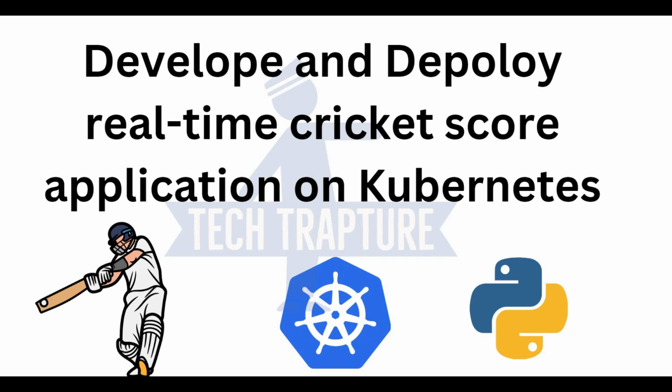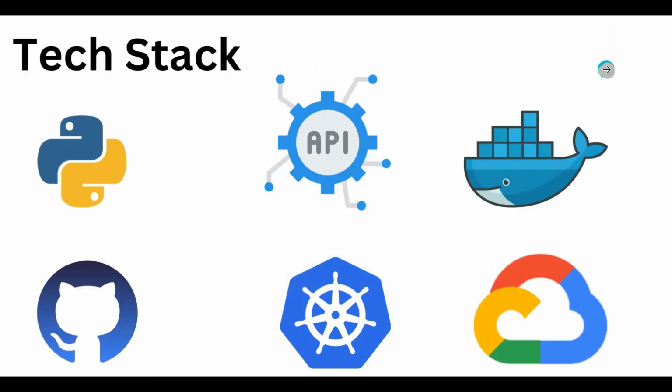Now we'll see how we can develop and deploy the real-time cricket score application on Kubernetes. We are going to develop our application in Python, then test it using containers, and then deploy on Kubernetes. Let me first walk you through the tech stack we are using for this project. We'll use Python for our application development. We are using the Cricbus API to fetch the real-time cricket data, the raw cricket-related data, and then we can convert that data into a human readable format and print it on our dashboard, like our application.